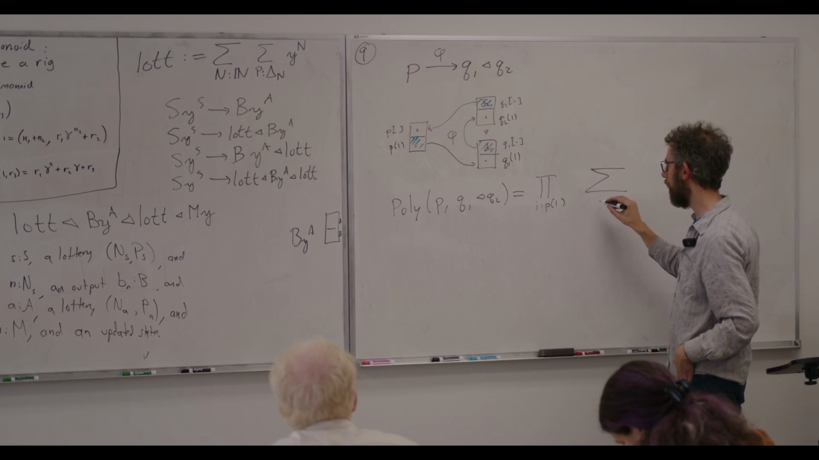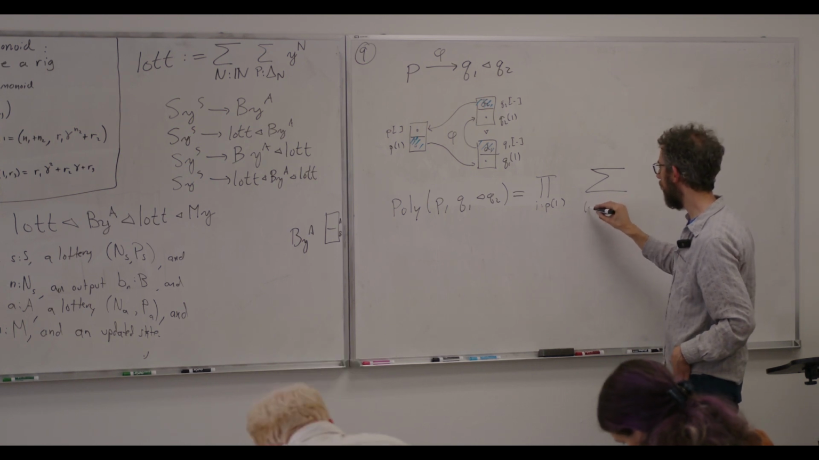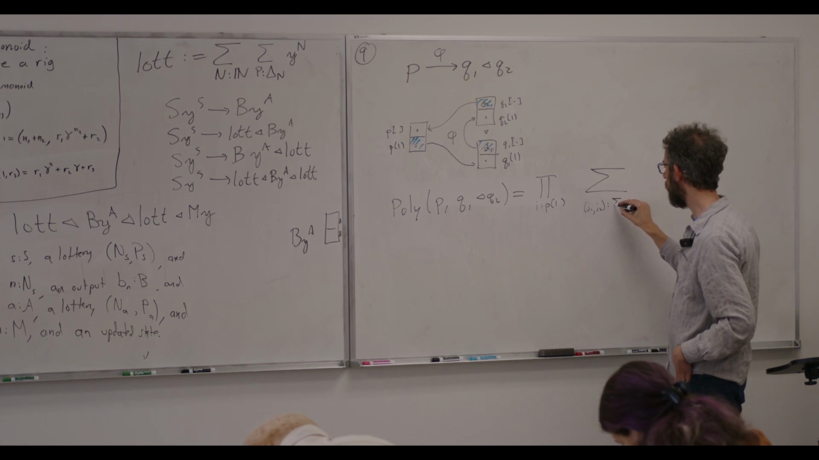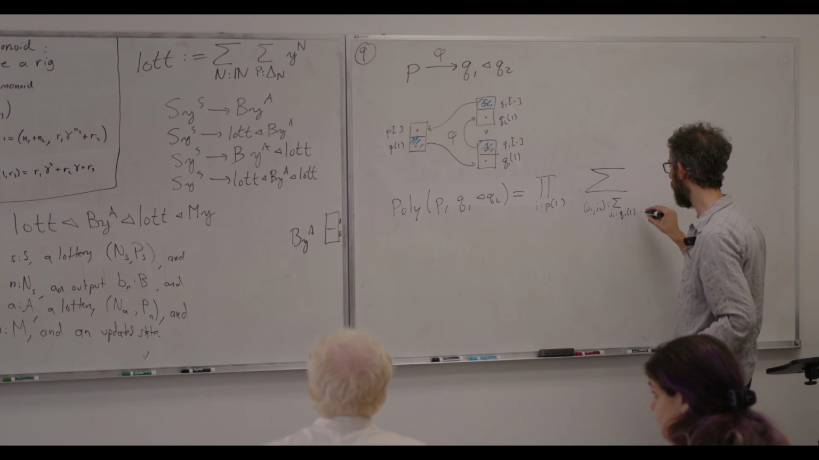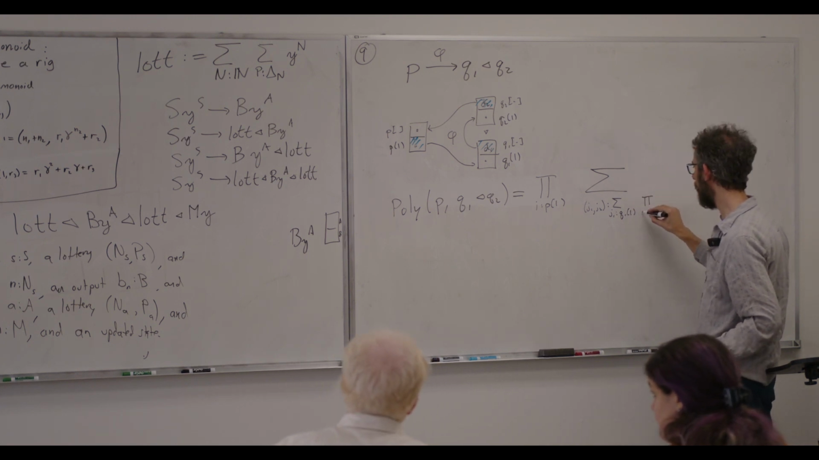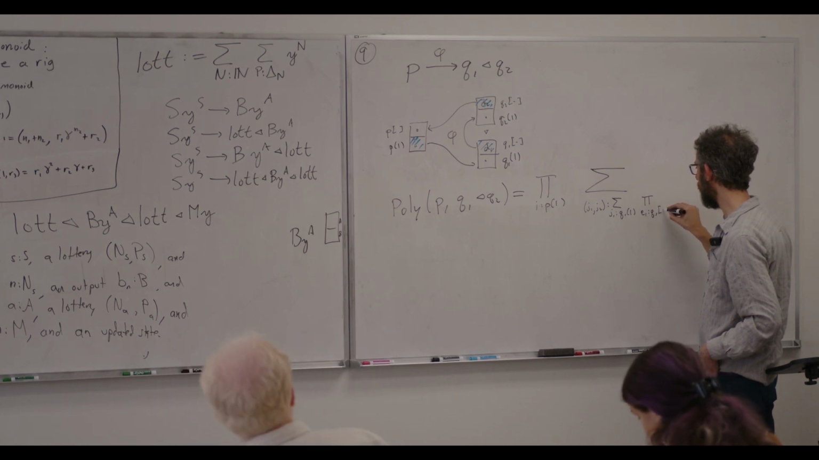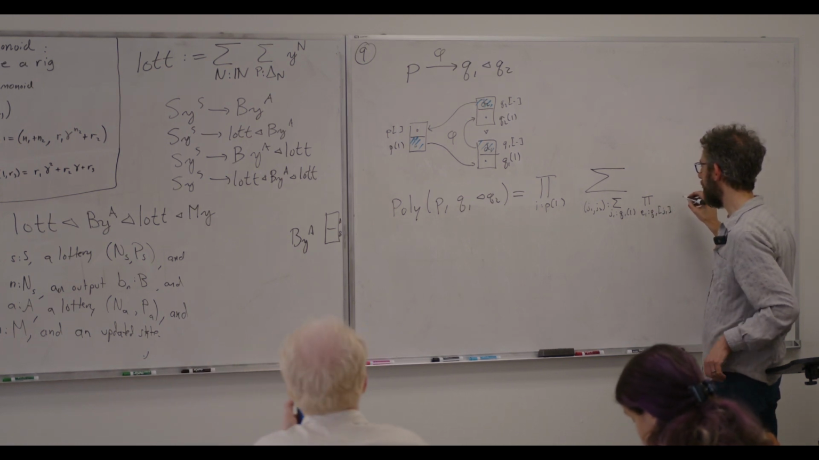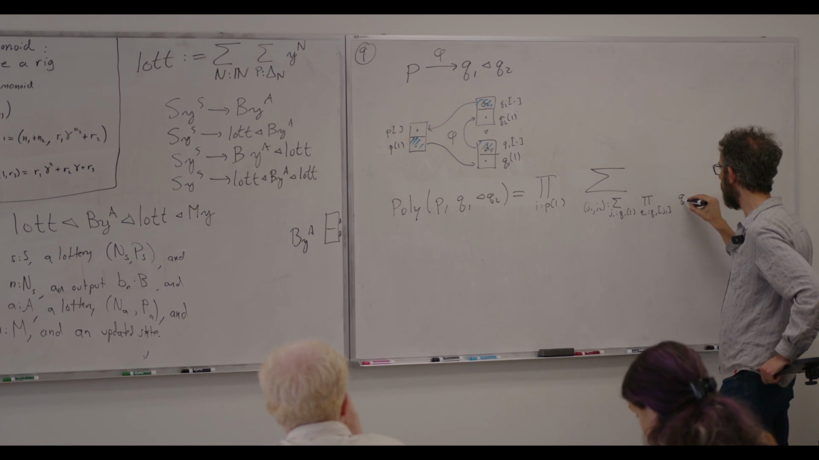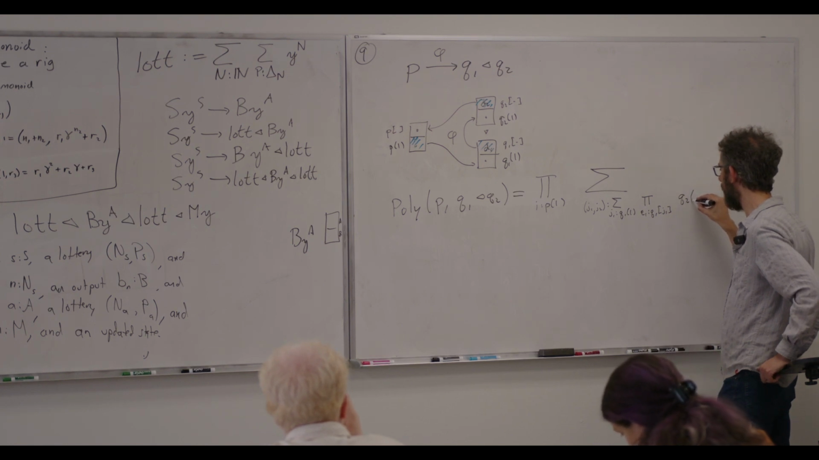A position in that is a J1, J2 in the sum over J1 colon Q1 of 1, product over E1 in Q1 J1, of Q2 of 1.